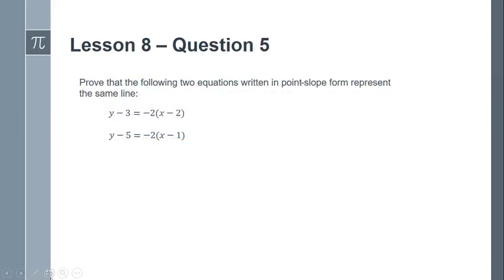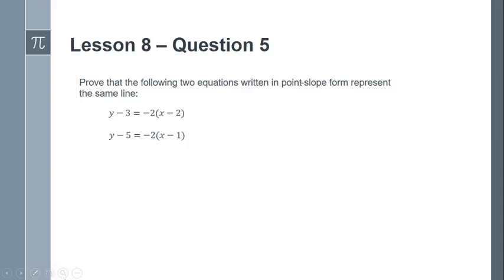And finally, question 5 asks you to write how you know that the two equations in point-slope form are the same, or how would you know that? In general, it wants you to write a little discussion about it. Well, just to illustrate how I would do it, I'm going to write two different point-slope equations here, and I'm going to go ahead and prove to you that they are the same line.